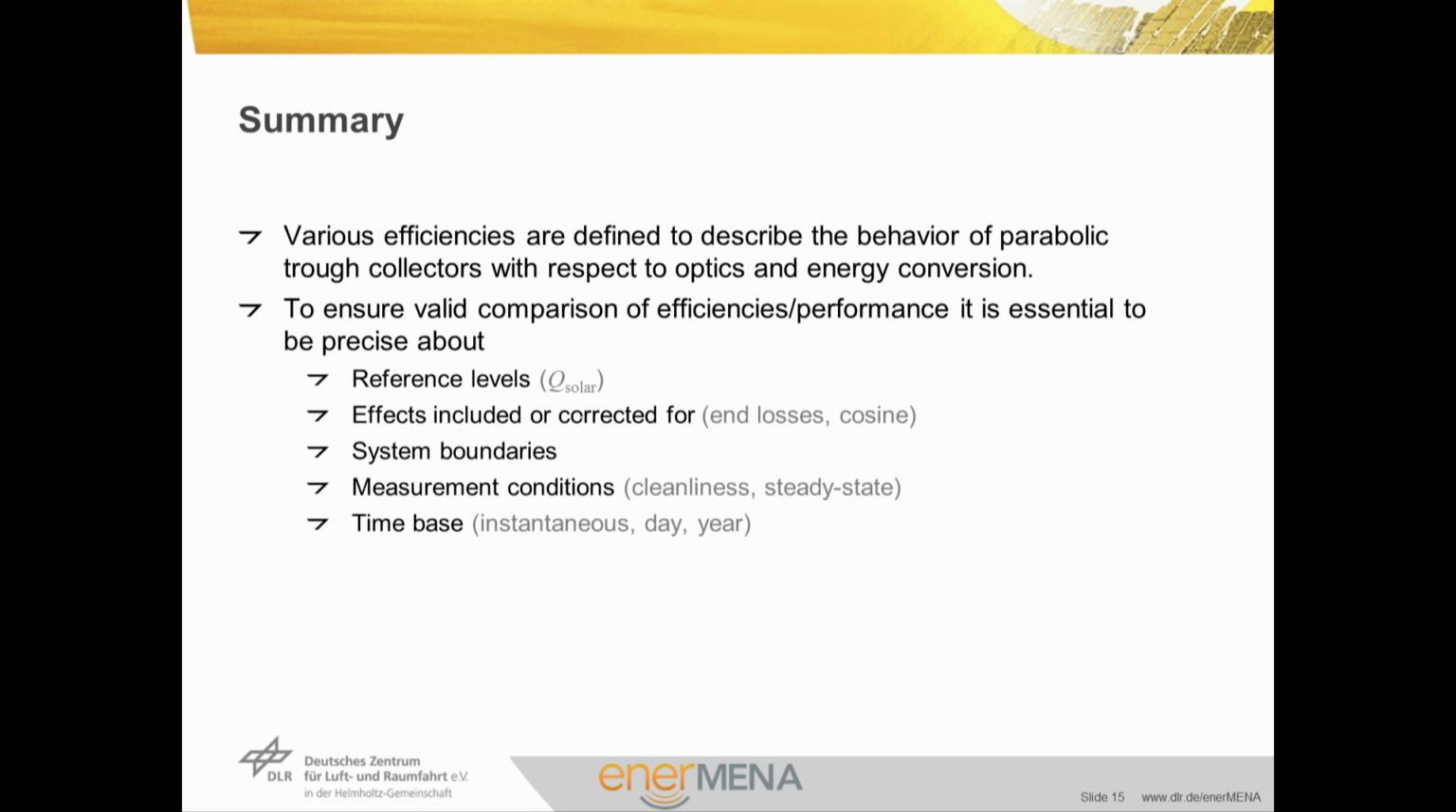Within this unit, various efficiencies to describe the behavior of parabolic trough collectors with respect to optics and energy conversion are defined and explained. In order to ensure a valid comparison of efficiency and performances, it is essential to be precise about the reference level and the effects included or corrected for in the consideration, such as end loss and cosine loss. Furthermore, system boundaries should be defined clearly. Measurement conditions like cleanliness or steady-state conditions, as well as the time base, instantaneous, day, year, are to be stated.